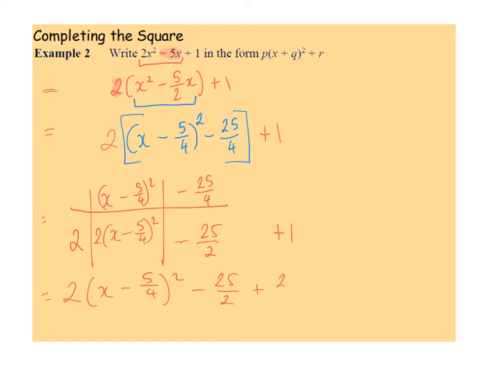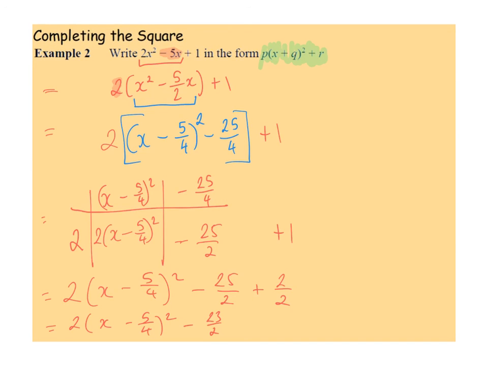1 is the same as 2 halves. If I write it like that, then I can use a common denominator for my adding fractions at the end. So I've got negative 25 halves, add 2 halves. That's the same as negative 23 halves. And that's me done. I've put it into the form that they asked for at the top of the page. So they asked for it in this form here. And I have done that.